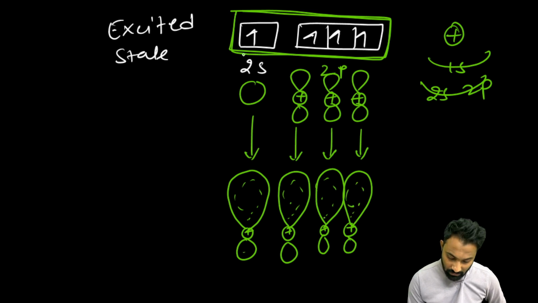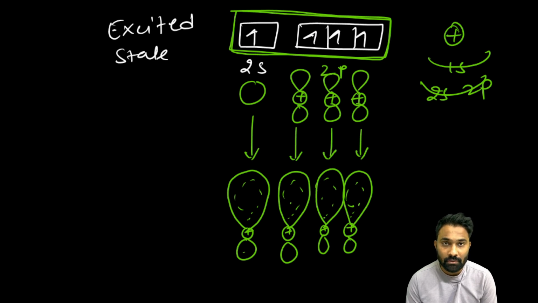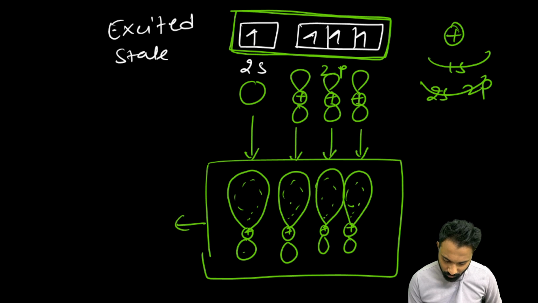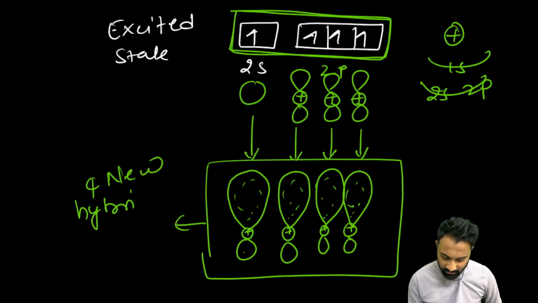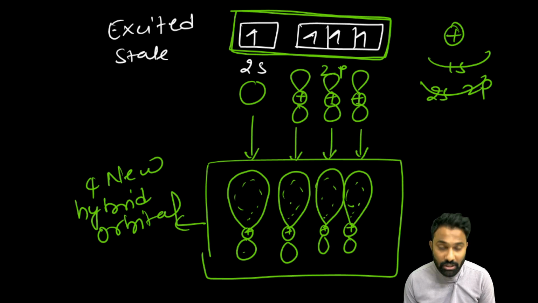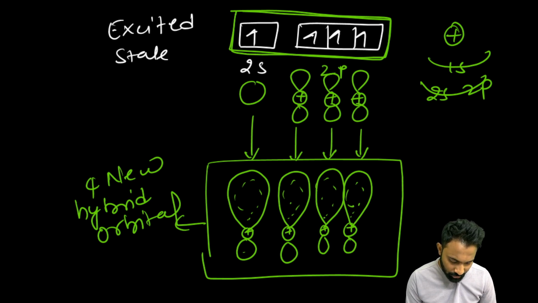When these 1s and 3p orbitals intermix, we get 4 new hybridized orbitals. How many? 4 new hybridized orbitals we got. These 4 new hybridized orbitals should now arrange themselves in such a way that they are free from repulsion.